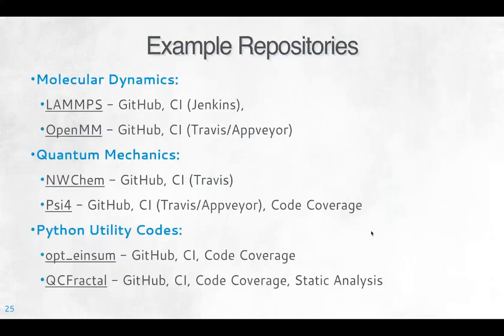And for our particular community of practice, we have a couple of codes up here that employ these best practices. So in the molecular dynamics regime, there's LAMMPS and OpenMM. And you can see that both of these codes are on GitHub. They employ CI through various means, depending on their builds and requirements. For quantum mechanics, there's NWChem and Psi4. Again, they have GitHub and CI and code coverage.